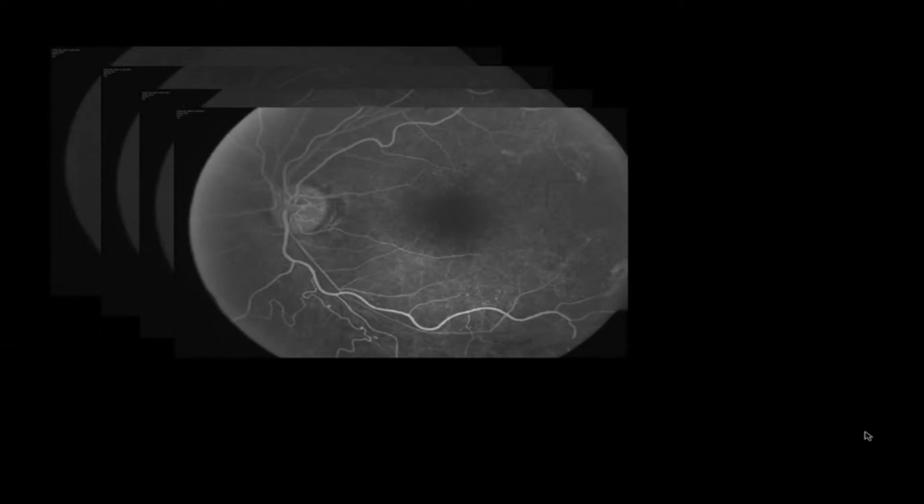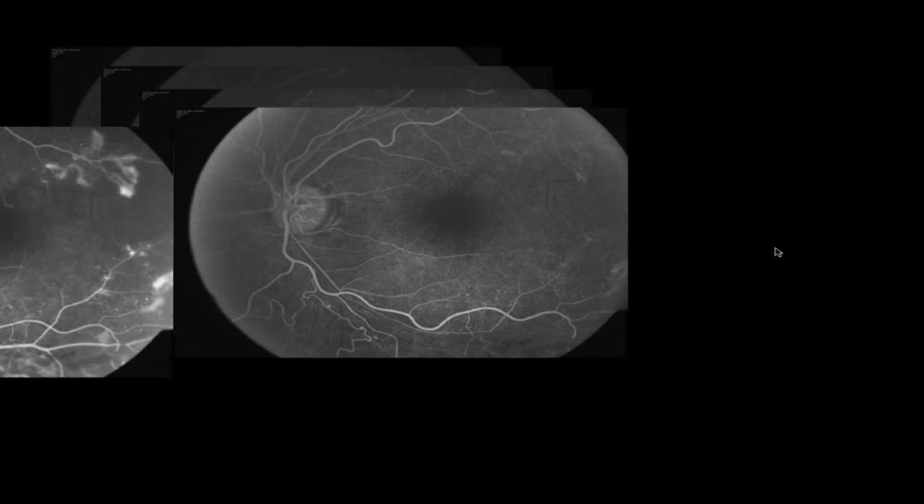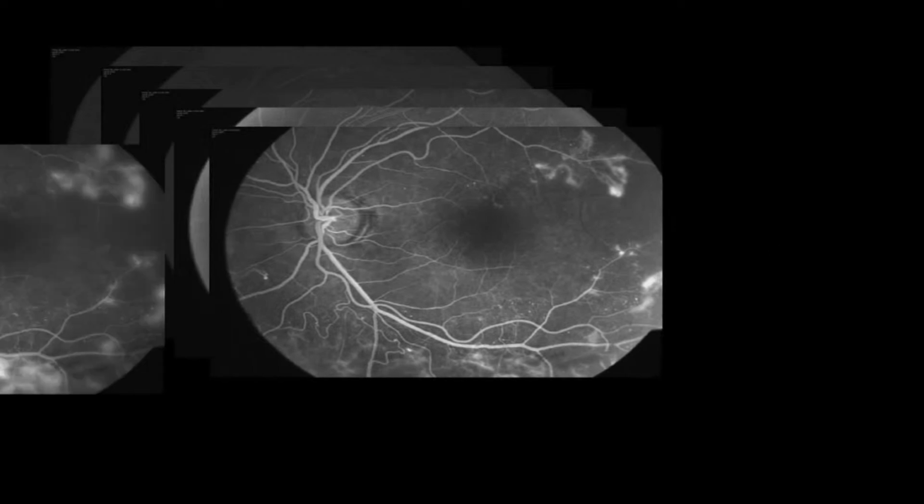So another case where you can see subsequent arterial phases, arteriovenous phases, and over here what you can see is some amount of hypofluorescence because of less perfusion of the vessels over here. You have capillary dropout areas. You have some areas of hyperfluorescence also showing up, which I'll come to in the later slides.